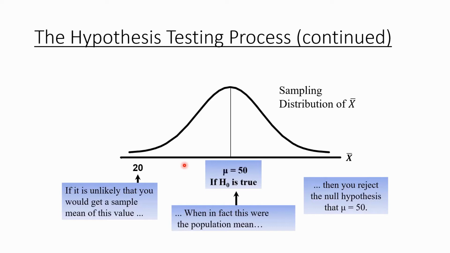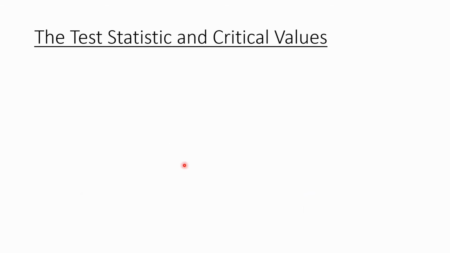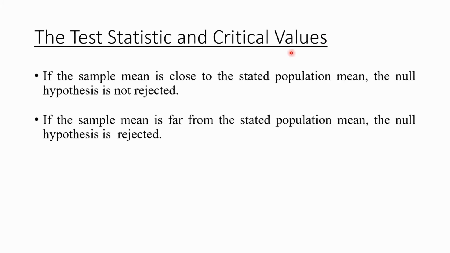But of course, this is not a good way of coming to a particular conclusion. So you need a statistical approach for this. That is why you have this test statistic and something called the critical values. What we are saying is, if the sample mean is close to the population mean, the null hypothesis is not rejected. But if the sample mean is far from the population mean, the null hypothesis is rejected.